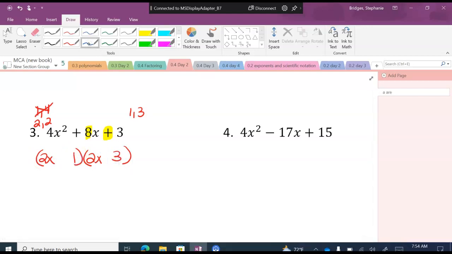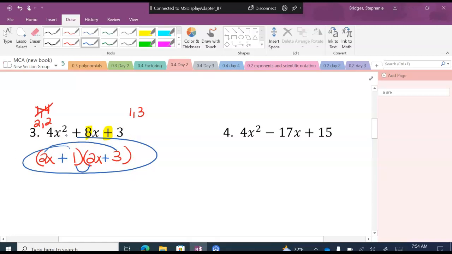So then I'm going to try my products. What is 2 times 3? 6. And 2 times 1 is 2. Does that add to give me 8? It does. What about my signs? Are they going to be the same or different? Same, and they're both going to be plus.